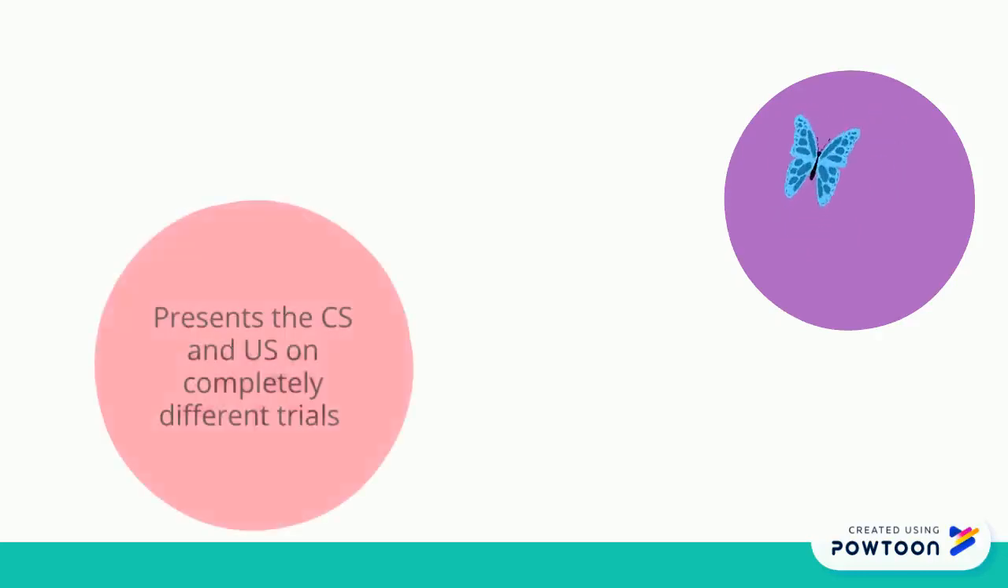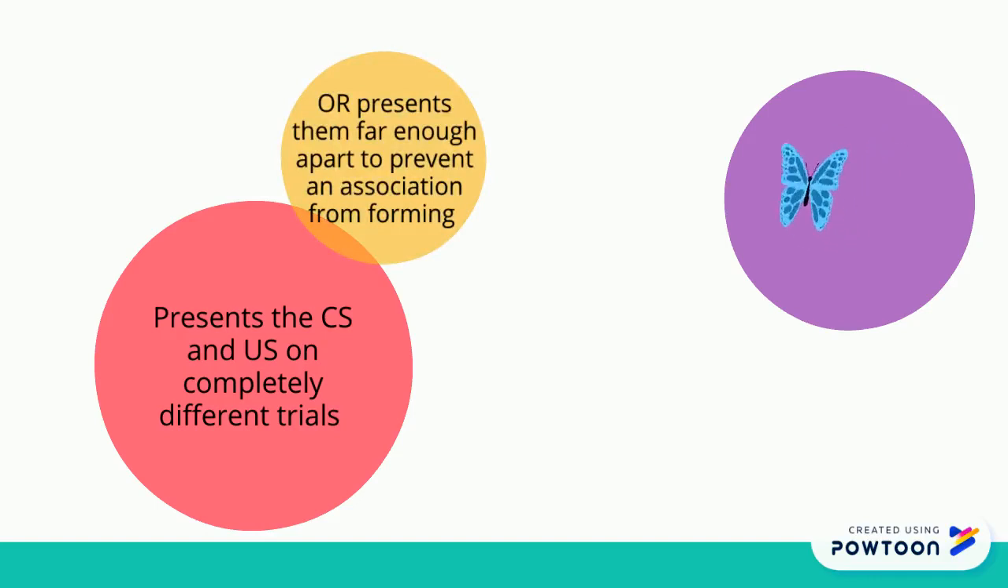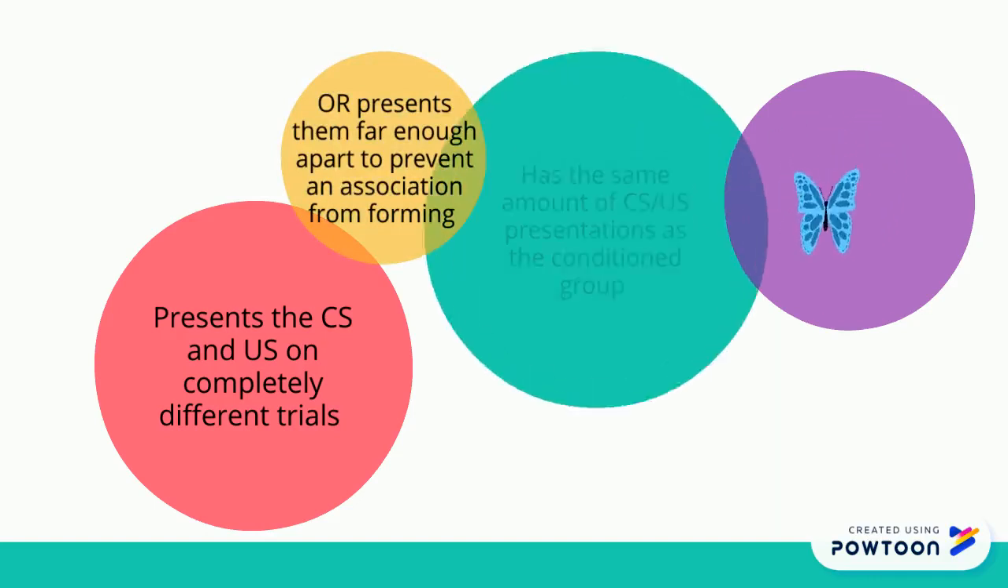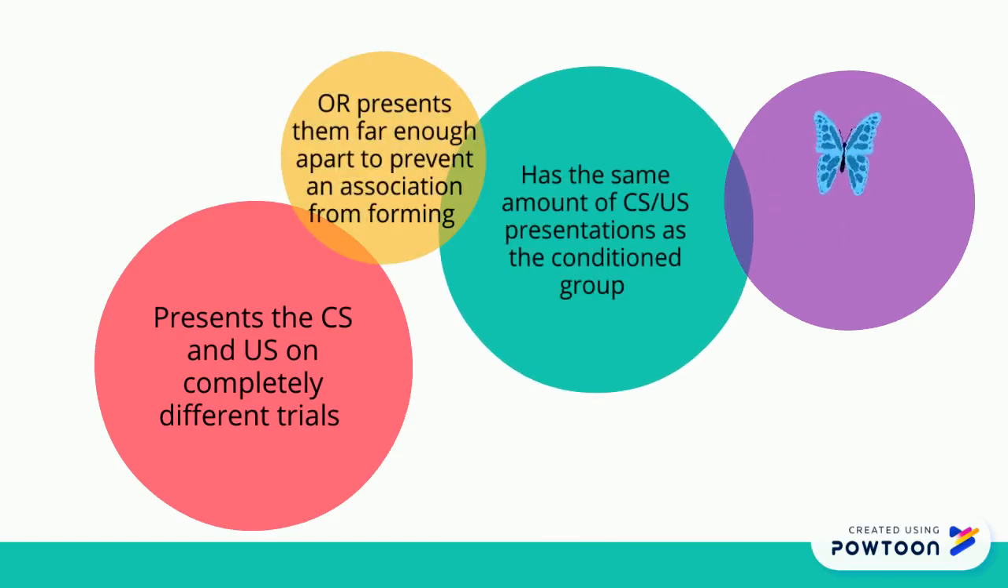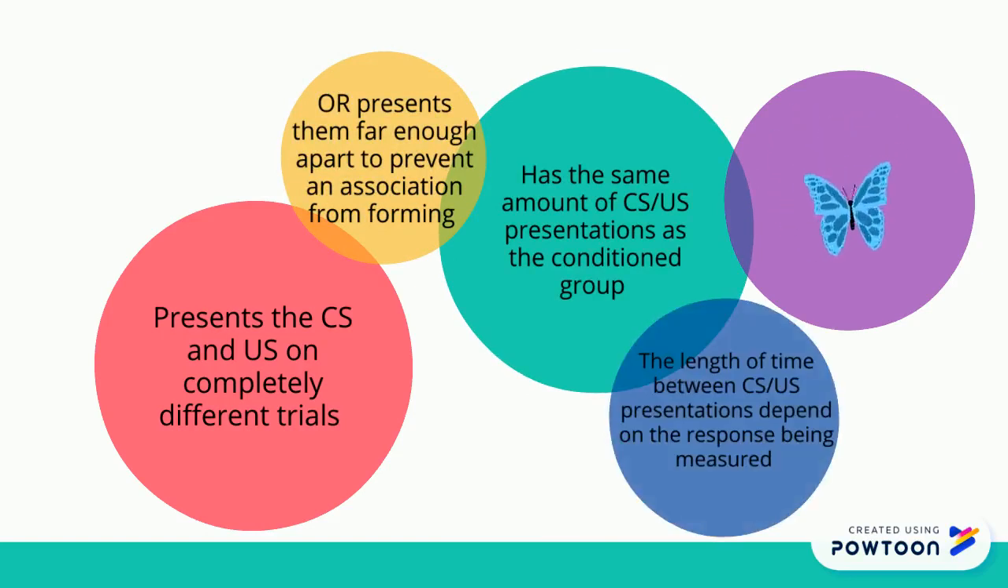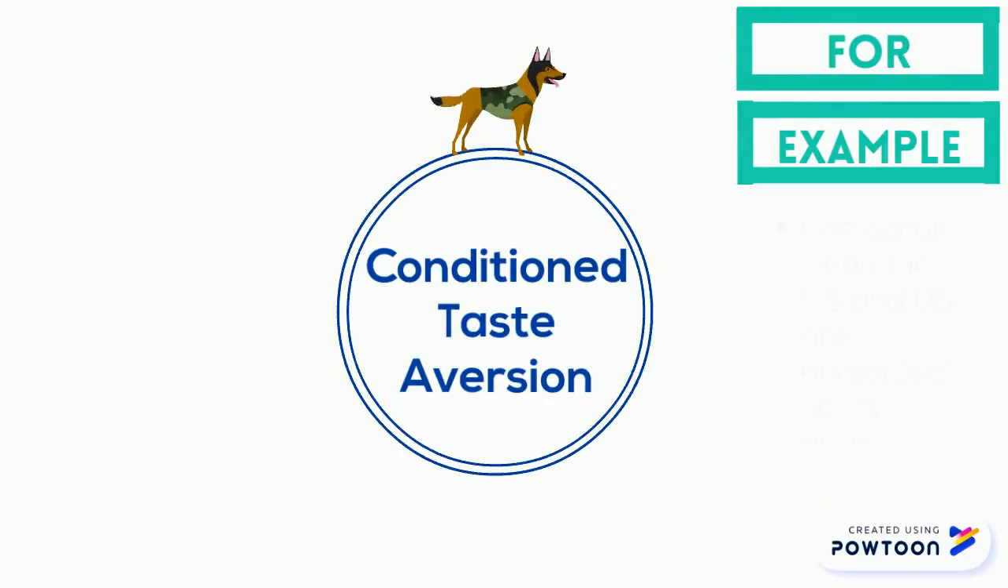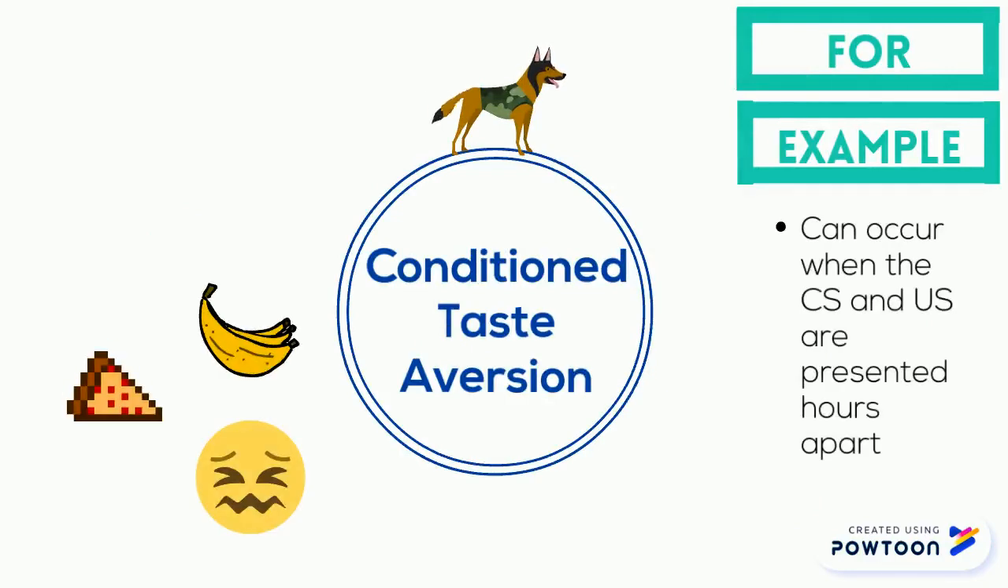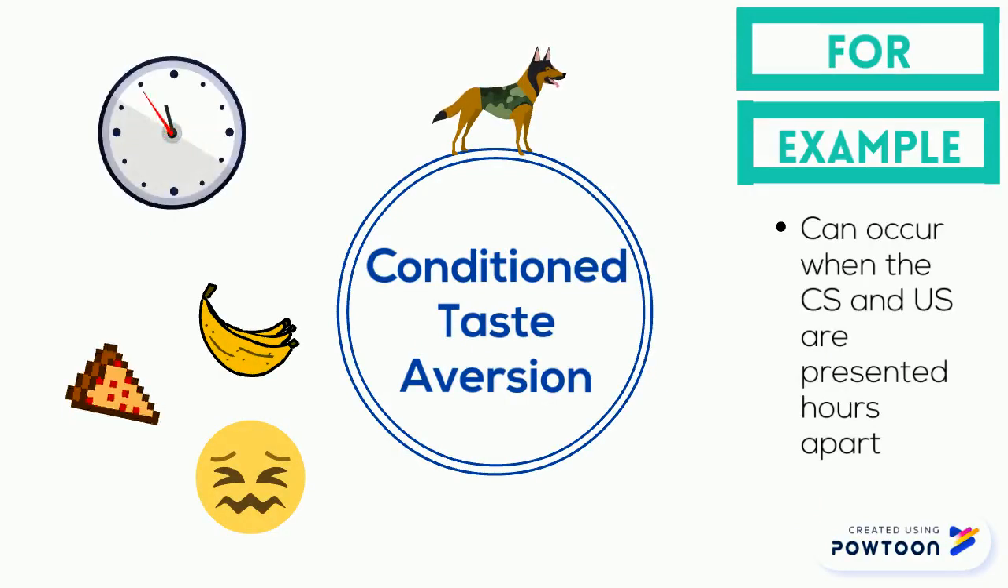Explicitly unpaired control presents the CS and the US on completely different trials, or presents them far enough apart to prevent an association from forming, and has the same amount of CS-US presentations as the conditioning group. The length of time between the CS-US presentations depends on the response being measured. For example, conditioned taste aversion can occur when the CS and US are presented hours apart, and therefore they need a much longer length of time between presentation.